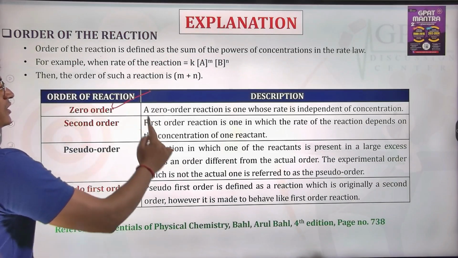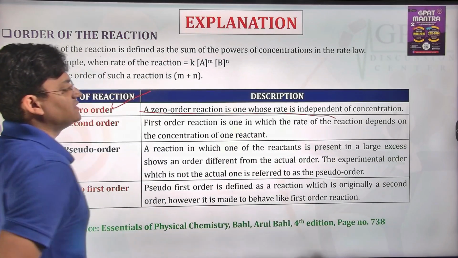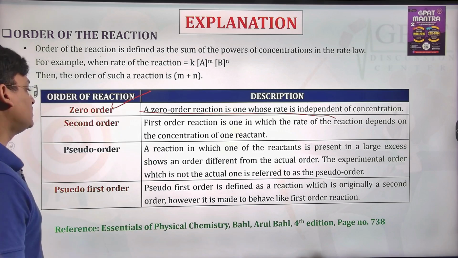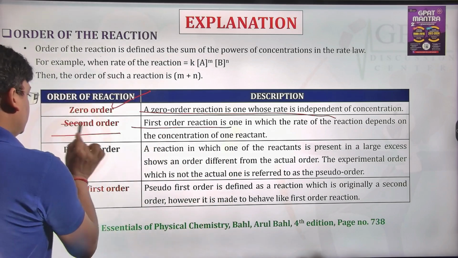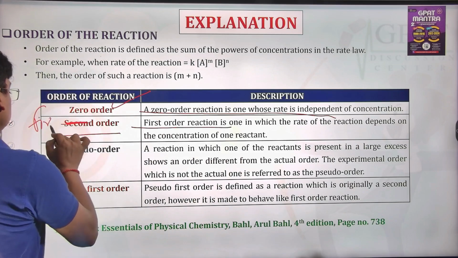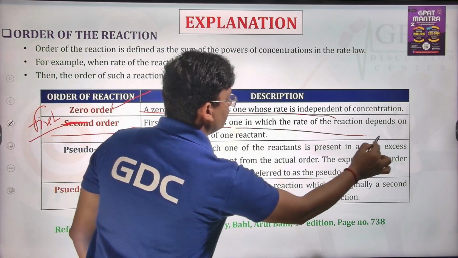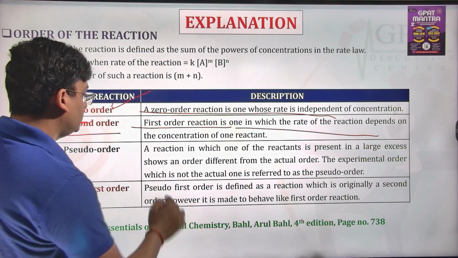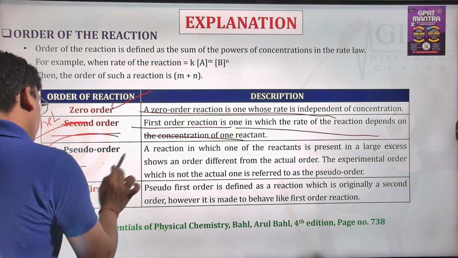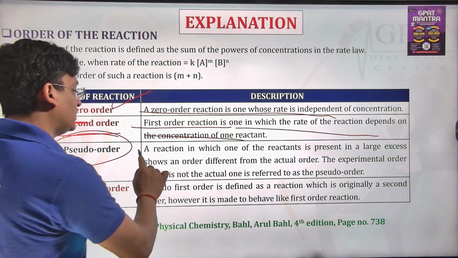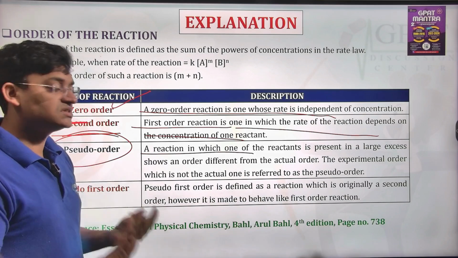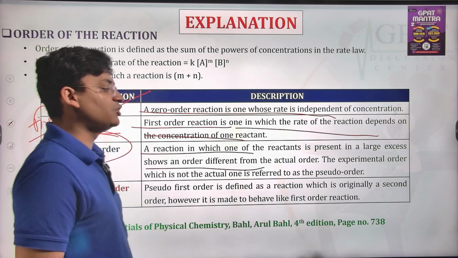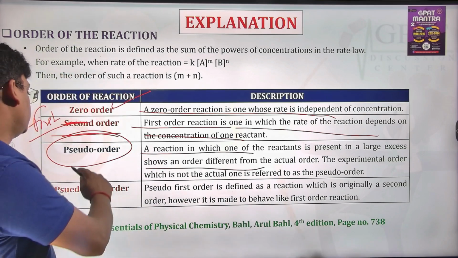For zero order, the reaction rate is independent of concentration. For first order, okay, my bad, it's first order that is one: the rate of reaction depends only on the concentration of one reactant. Pseudo order is a reaction in which one of the reactants is present in such large excess that its concentration can be neglected. So yes, pseudo order reaction.